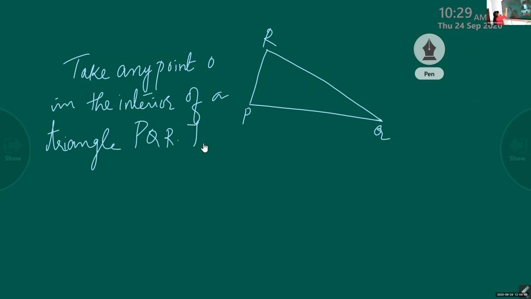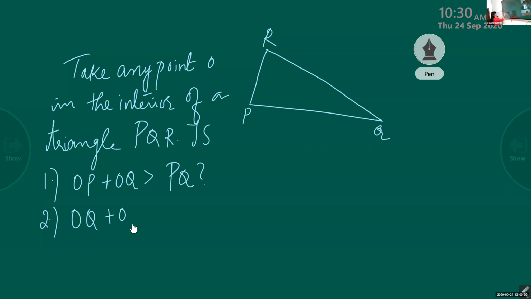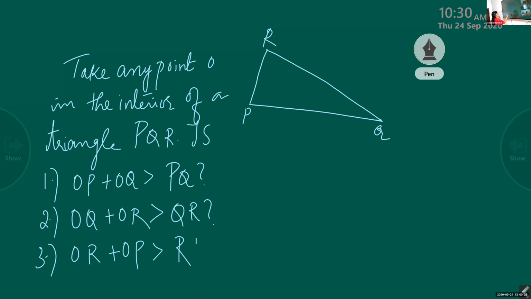The questions are: first, is OP plus OQ greater than PQ? Second, is OQ plus OR greater than QR? Third, is OR plus OP greater than RP? These are the three questions.